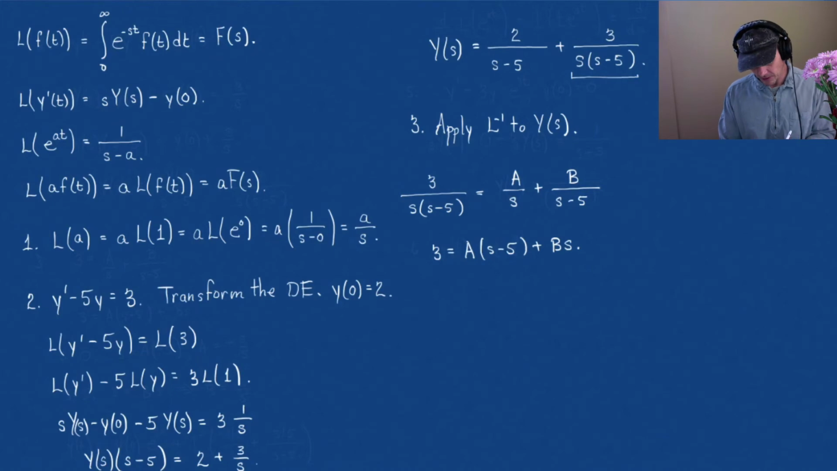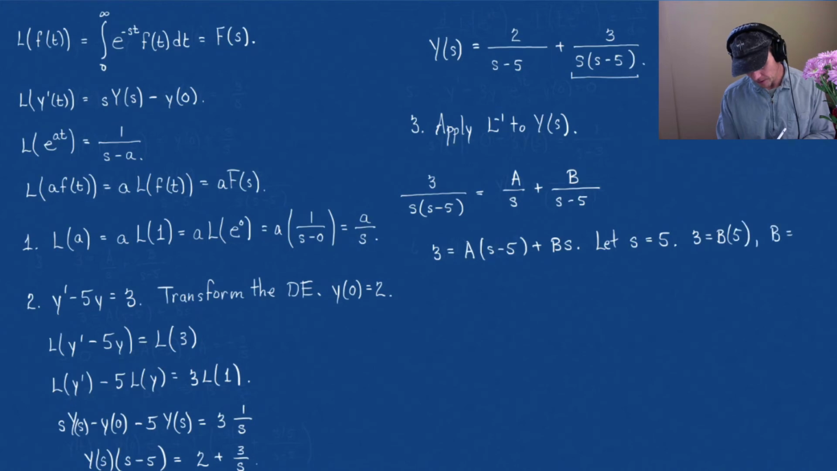Now let's solve this. You can do it a few different ways. I'm just going to let s equal 5. If I do that, then the first term becomes 0. So then what do I have? Then I have that 3 equals B times that 5. Or in other words, we can say that B is 3/5.